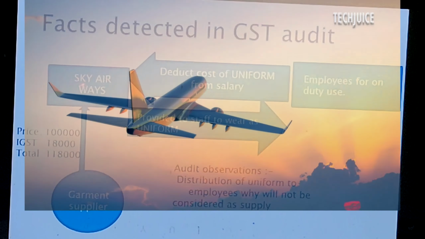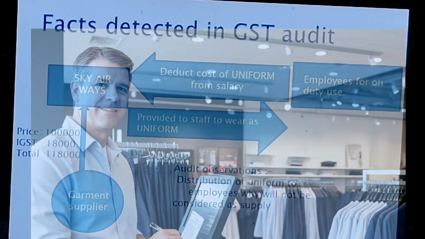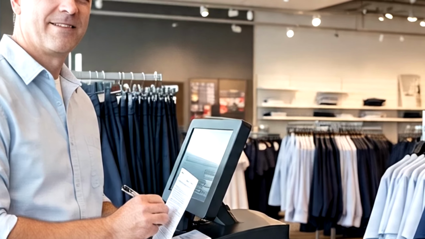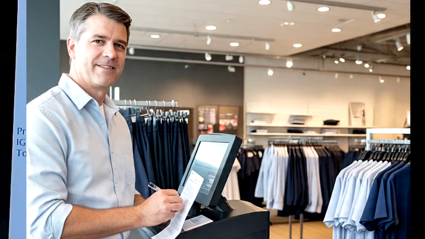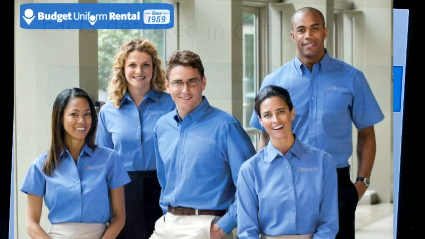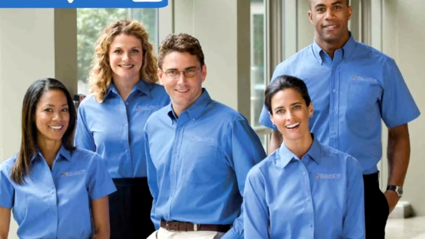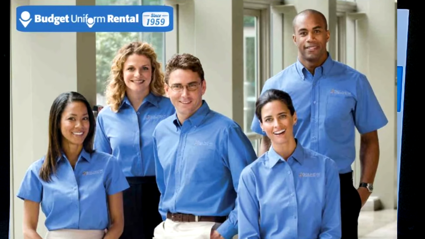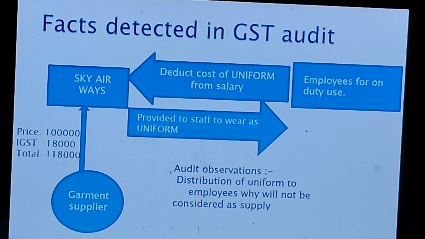Look, Sky Airways, an airline company, procures uniform for its staff, right? And the company distributes this uniform to its employees and recovers the cost of the uniform from their salary. Staff needs to wear this uniform while on duty.